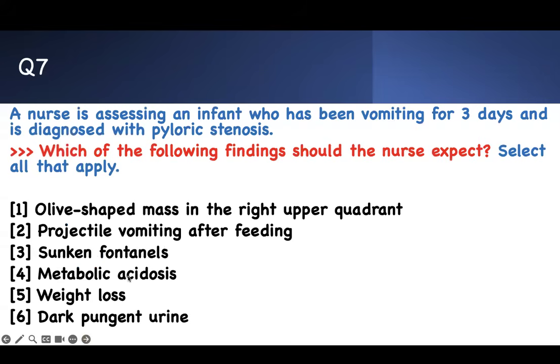Now, you are assessing an infant who has been vomiting for 3 days and is diagnosed with pyloric stenosis. Which of the following findings should the nurse suspect? Select all that apply. Let's go back, select all that apply, test-taking strategy. I like to give you a bunch of select all that apply so that you become comfortable. When you go take the test and you see them, you say, I'm not panicking. Pick those you're confident about. If you only know one, pick it and move on. Otherwise, you will get 0.